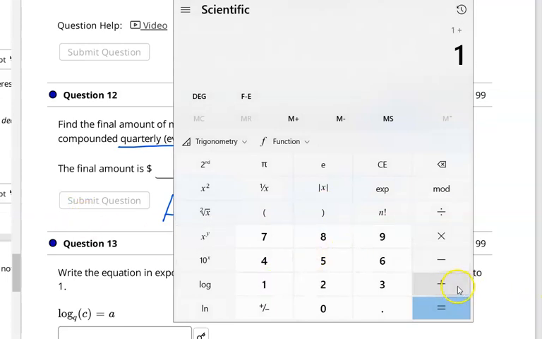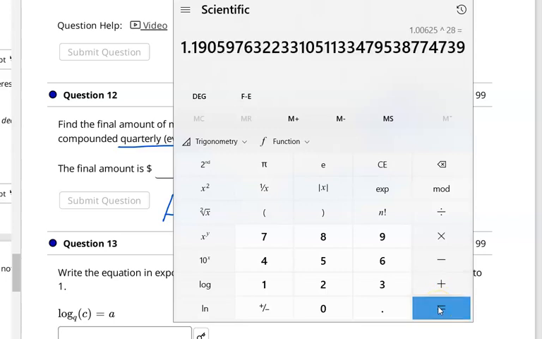1 plus 0.025 divided by 4 equals 1 and a very small amount. Take that to the power of 28. So it's just a little bit more than 1, but when you take it to a large power, it becomes a little bigger. And what do we multiply that by?